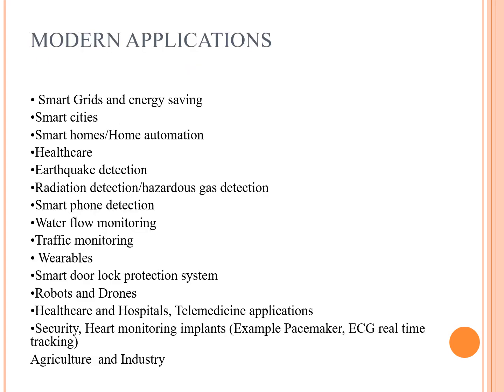Next, these are the main modern applications: smart grids, smart cities and smart homes, healthcare, earthquake detection, radiation detection, smartphone detection, water flow monitoring and traffic monitoring, wearables, robots and drones, smart door lock protecting systems, healthcare in hospitals, security and heart monitoring, plants and agriculture, and industry. So IoT is very important in these applications. Nowadays people prefer IoT through all their devices. It's very useful and preferable too.